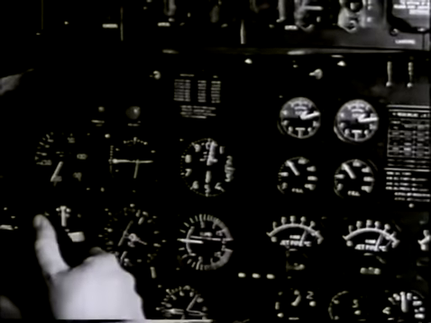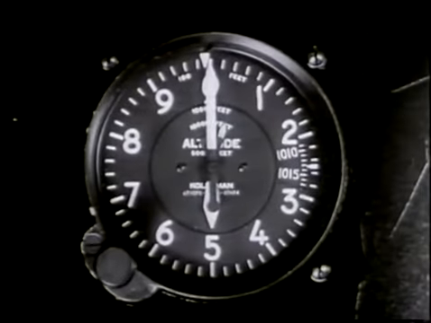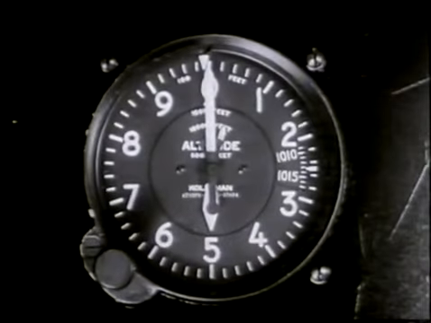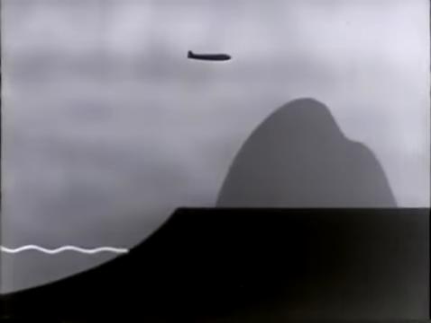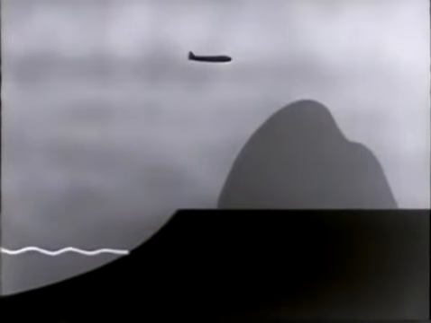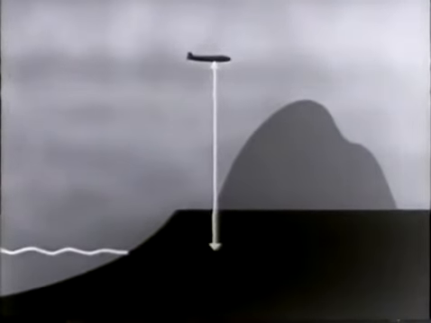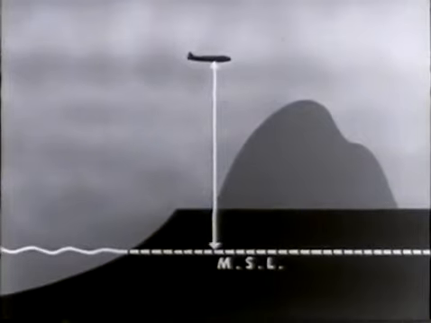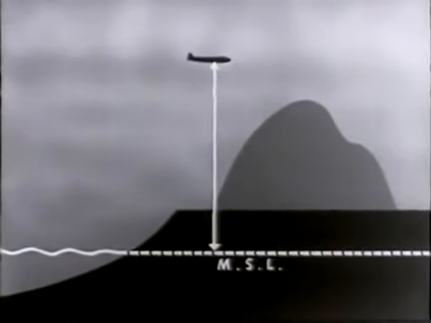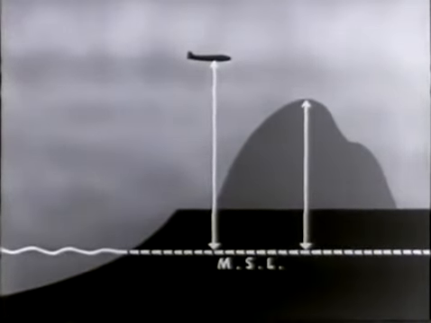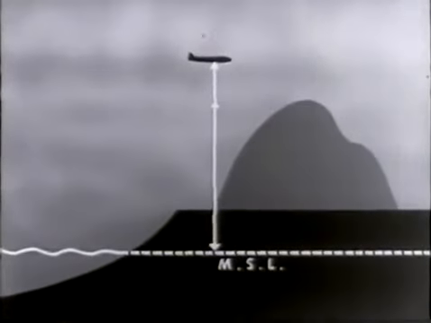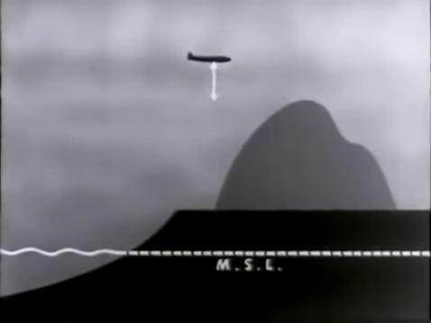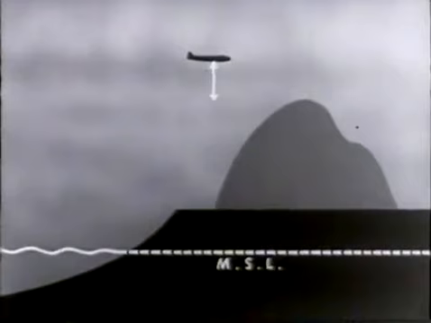A pilot requires 3 distinct types of indication from his altimeter. First, he wishes to know his altitude, that is, his vertical distance above mean sea level. The elevation of mountains and other obstacles shown on his chart is measured from mean sea level. So by subtracting this elevation from his altitude, he can determine his distance above the terrain.